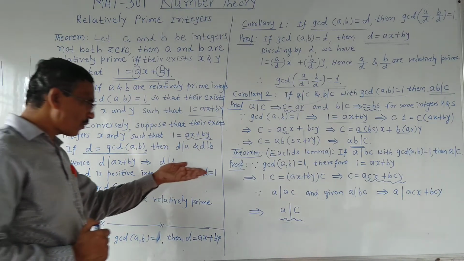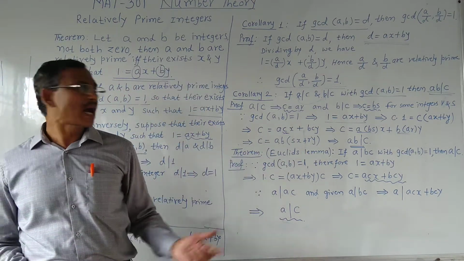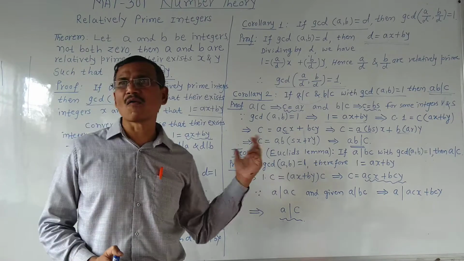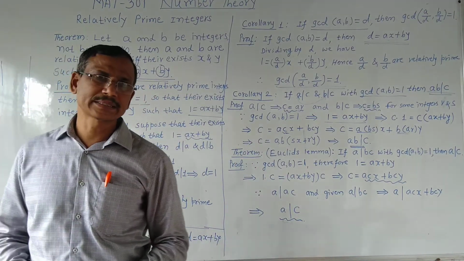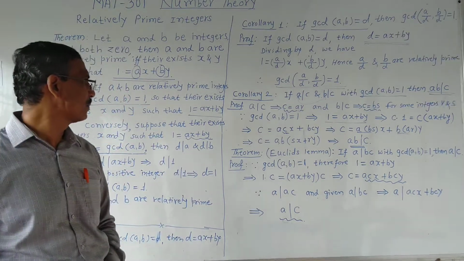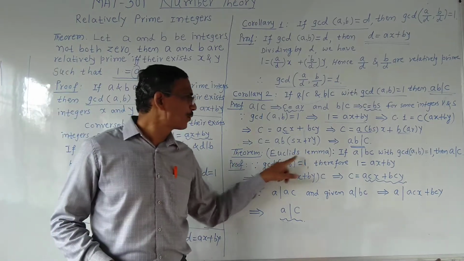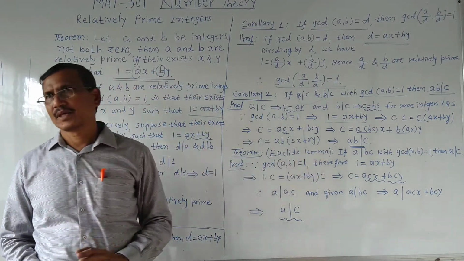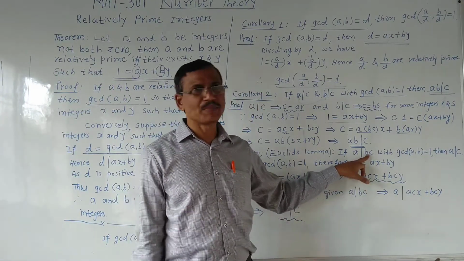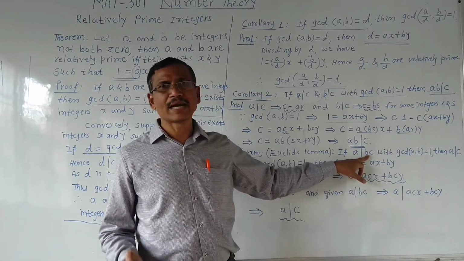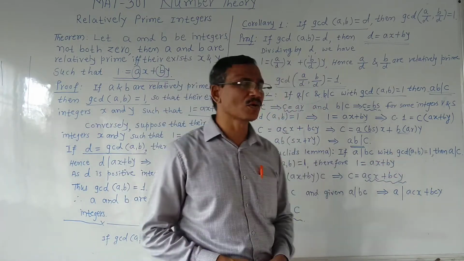Now we shall show an important theorem. Important in the sense that we often require this theorem to prove results in the next chapter. This theorem is called Euclid's lemma, and it states that if a divides b c, meaning integer a divides the product of two integers, with greatest common divisor of a and b equal to 1.